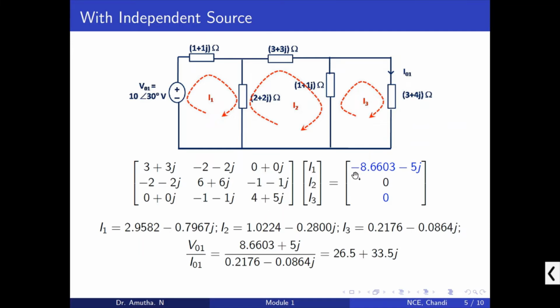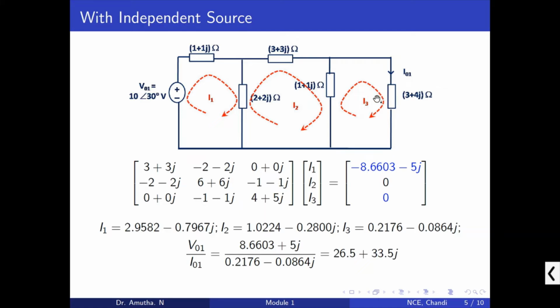Okay, so I1, I2, I3 multiplying with the loop currents, and we have to equate to the voltage rise in the circuit. Right? Voltage rise, it is the voltage sources. What is the voltage source? 10 at an angle 30. When it is converted to rectangular coordinates, it becomes 8.6603 minus 5j. Whatever the voltage across this end is 0, so I have represented this as 0.